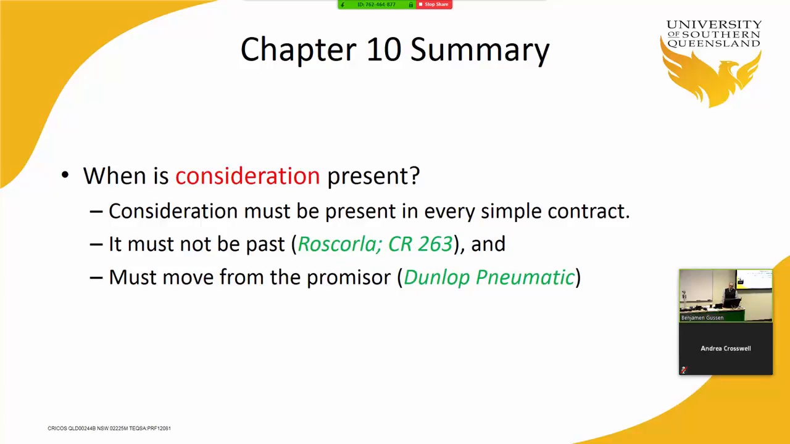All right. Let's continue with when consideration is present. In order to have a simple contract, you need 3 things: agreement, intention to create a legal relationship, and consideration. So if it's a simple contract, you must have consideration. It must not be past, and it must move from the promisor. We'll go back and look at these cases, but let's first continue with these simple summaries.